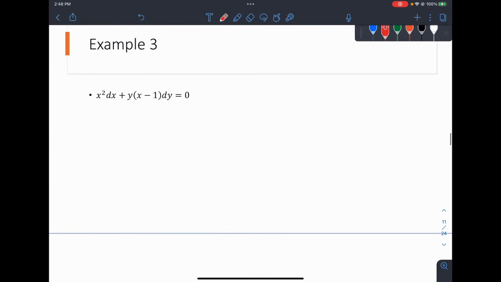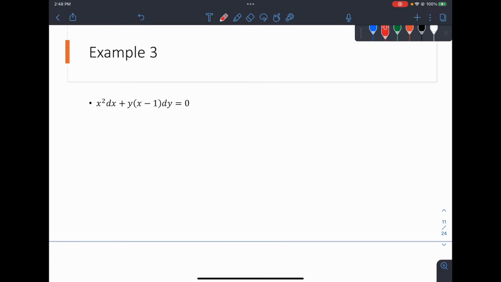For the third example, we have x squared dx plus y times (x minus 1) dy is equal to 0. So there are cases similar to this, wherein dx and dy are separated by plus or minus. So it is separated by plus. If that is the case, there's no need to transfer everything to the left, or transfer everything to the y.